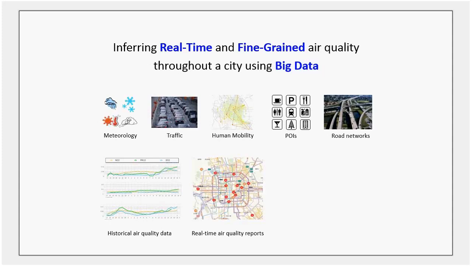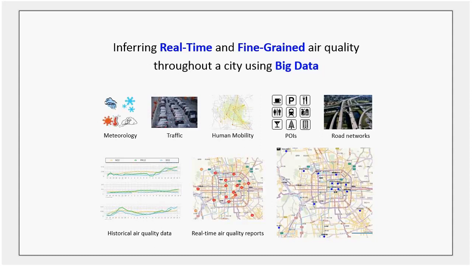Using data mining and machine learning algorithms, we can build a network between the data we observed in a location and the air quality of the location. So in the future, given the data of the location, we can infer its air quality.